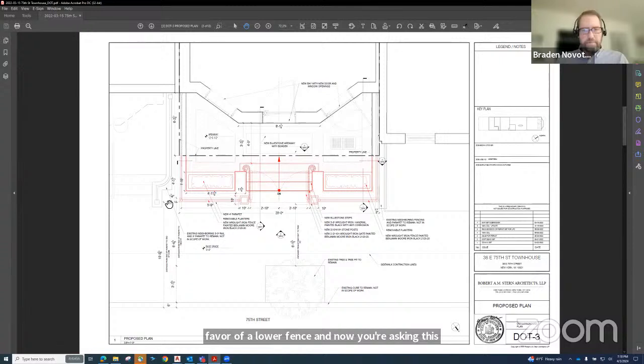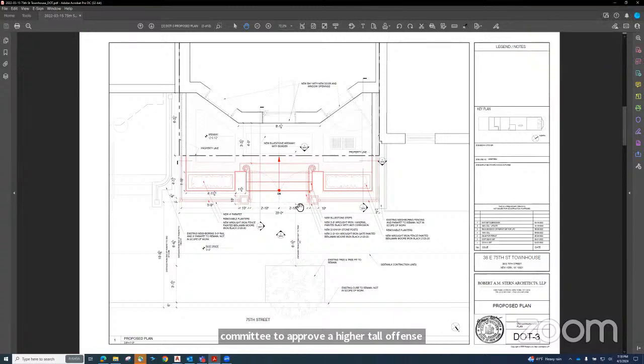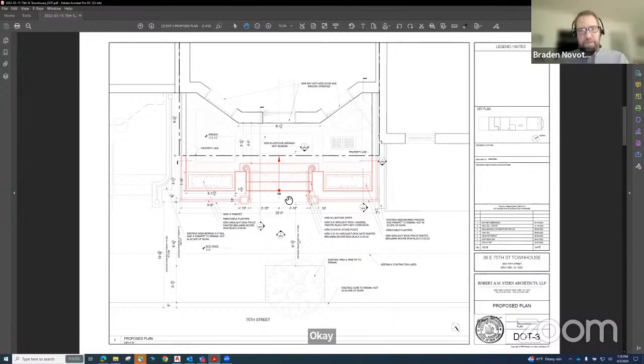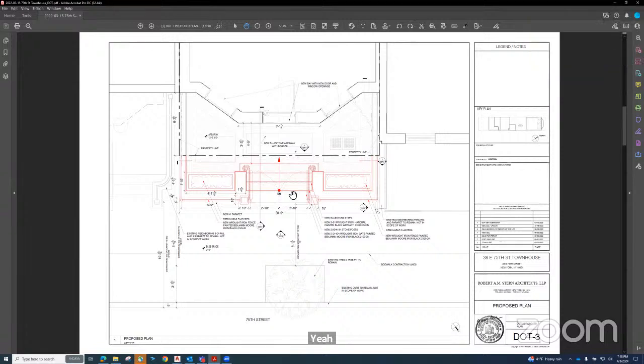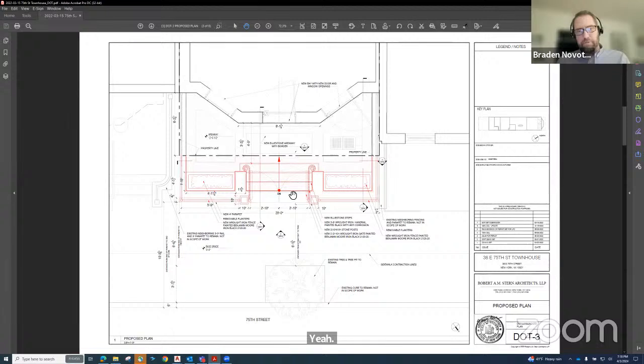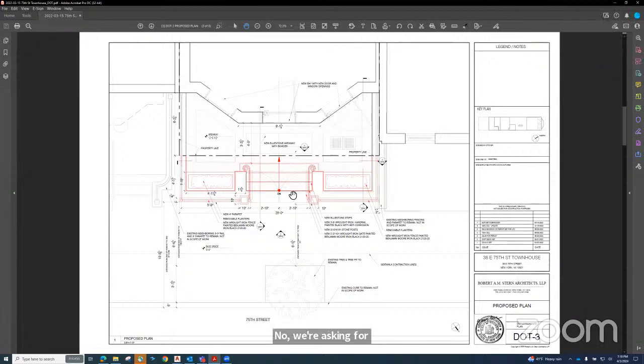No, that's not what I said. Because it sounded like you were explaining. No. We had proposed a higher fence. They'd asked us to lower it. So we lowered it to this height, which was 4 feet. But you were asking for 5 feet, I thought. No, we're asking for 4. Okay, then my mistake. Yeah, no problem.